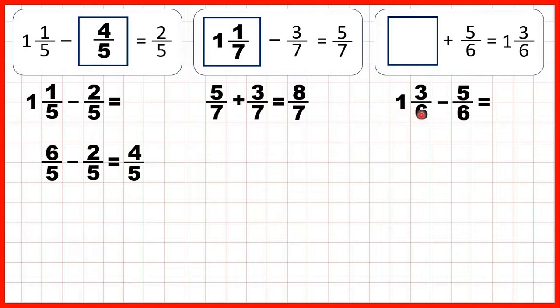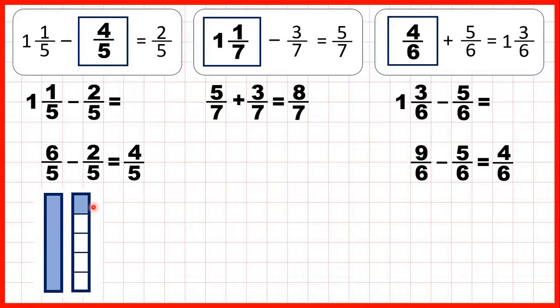So let's change this mixed number into an improper fraction. 1 times 6 is 6, plus 3 is 9. So as an improper fraction, we have 9/6 because the denominator stays the same. So now we can subtract 5/6. The denominator is still 6, and 9 minus 5 is 4. So our missing number is 4/6.